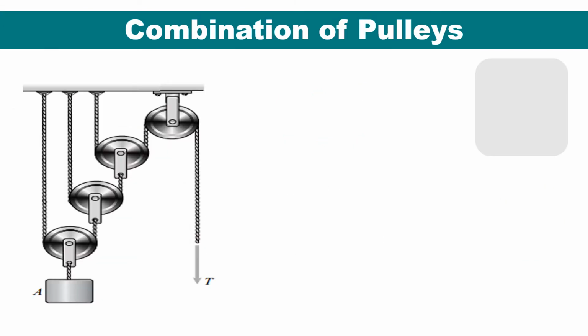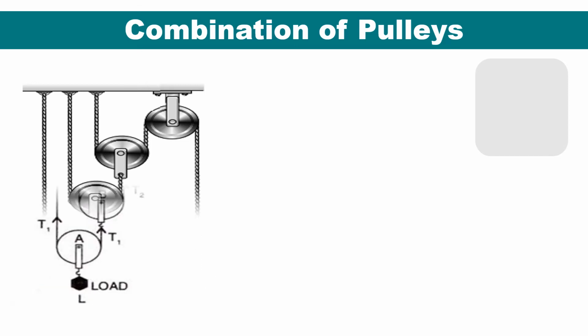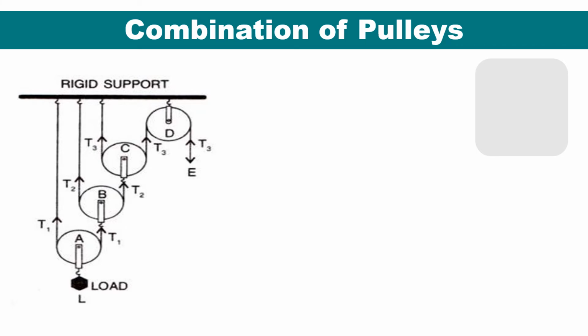Now, combination of pulleys. In combination of pulleys, we take more than one movable pulley which is attached to one fixed pulley. That fixed pulley is just used to change the direction of effort in a downward direction or convenient direction. Now here we have three movable pulleys.